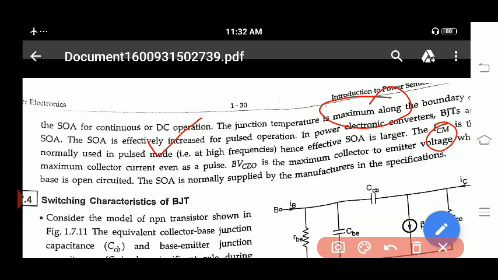This IC max. And also in that graph, VCE max they have given, the maximum collector voltage. There, now we have seen BVCEO, the maximum collector to emitter voltage with the base open circuited, in which the base is open. That can be given by BVCEO. Next we will go with the switching characteristic.